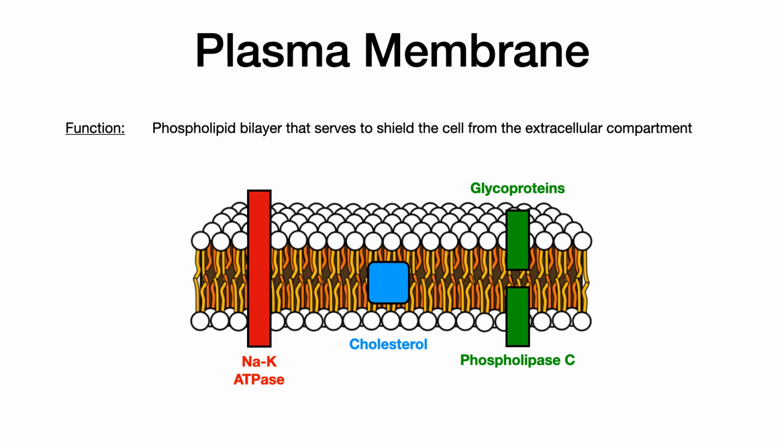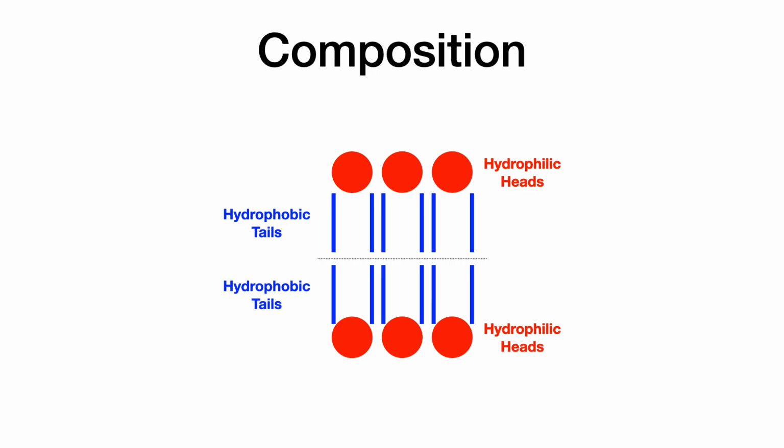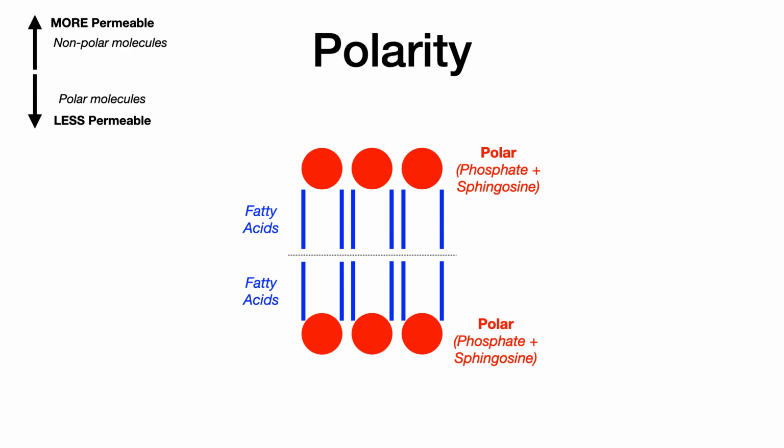Now, as far as the actual composition of the membrane, it is composed of hydrophilic or water-loving heads, shown in red, and hydrophobic or water-fearing tails, shown in blue. And those hydrophilic heads are polar, and they are composed of phosphate and sphingosine. So their composition helps explain their characteristics. So the fact that it's phosphate and sphingosine, or in other words, the fact that it's negatively charged, makes the head polar, which makes it more permeable to non-polar molecules and less permeable to polar molecules.